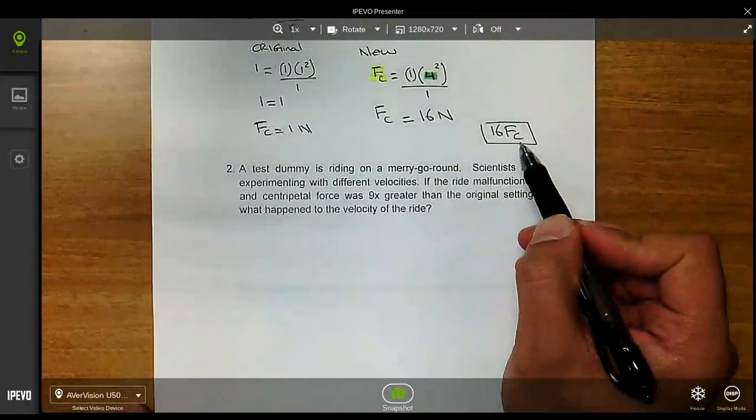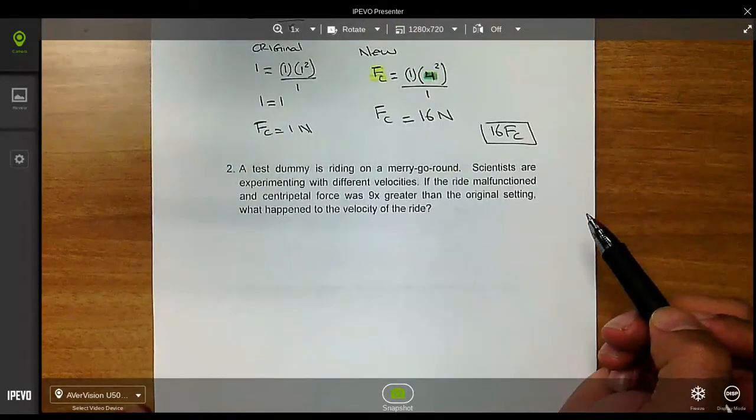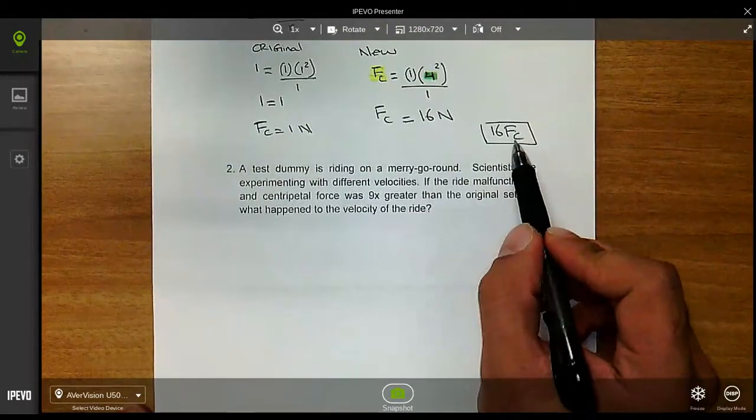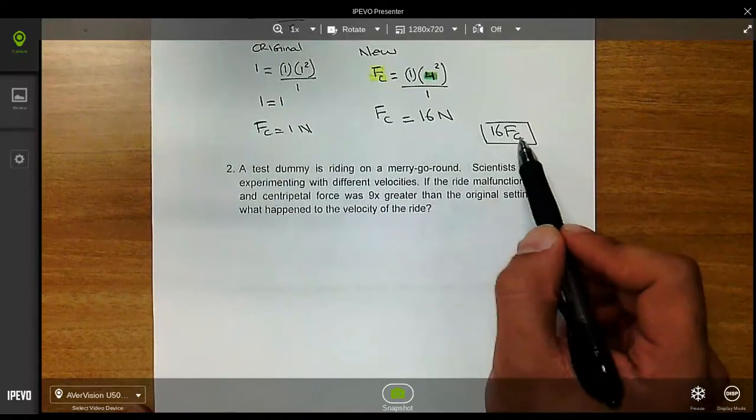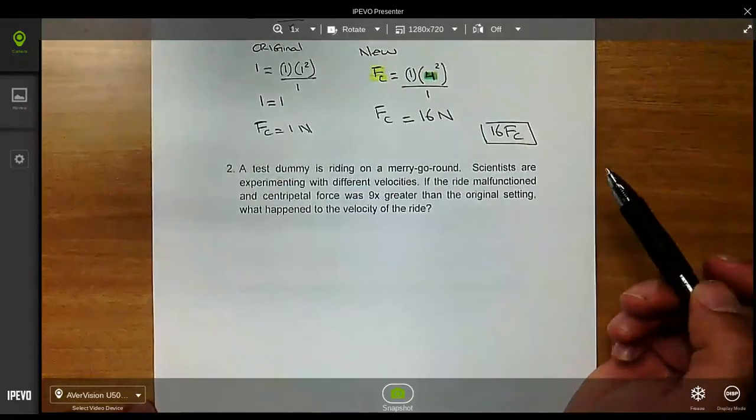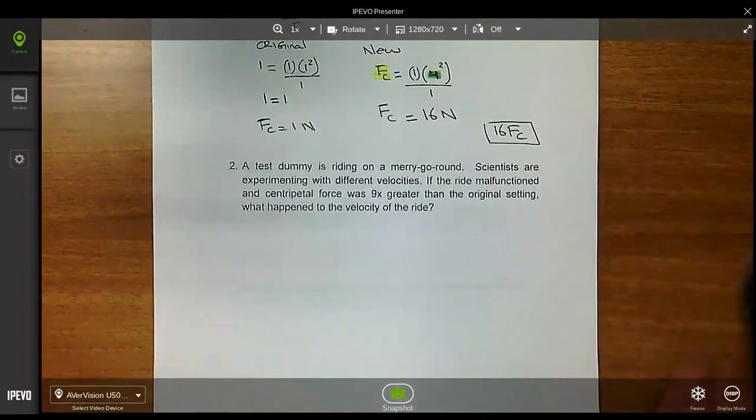Probably this would be your best bet of selecting an answer choice for it, because this would say that the new centripetal force is 16 times the original. All right, moving on to number 2.